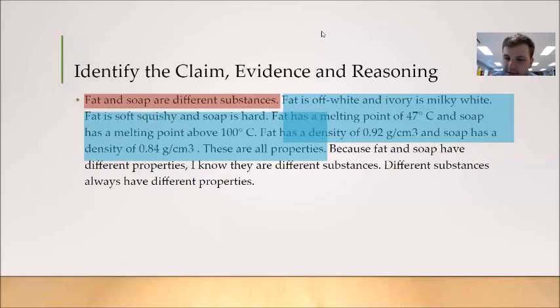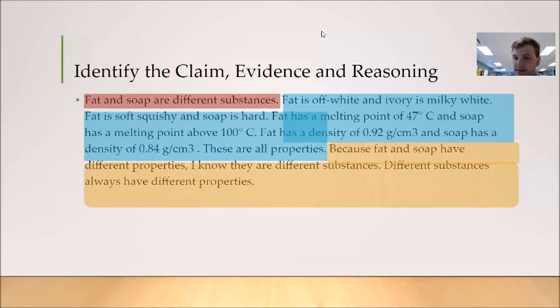All right. And last but not least, we have a because, which is another form of answering the question why. And we can see that really at the end, our reasoning comes in, and we make the scientific idea that different substances always have different properties. Meaning there are some substances that have the same properties, but they're not all the same, because if all the properties are the same, it is the same substance. So here we have a great example of how a CER can be used to inform a reader about a certain thing. In this case, we were looking at the differences and/or similarities between fat and soap, and we're really focusing more on the differences because they are different substances.